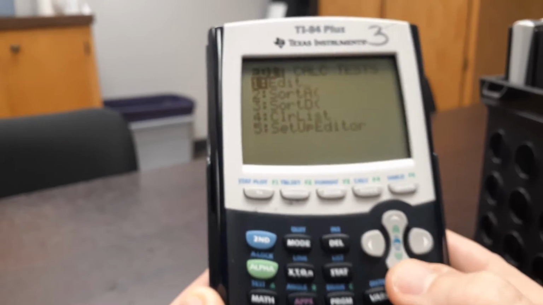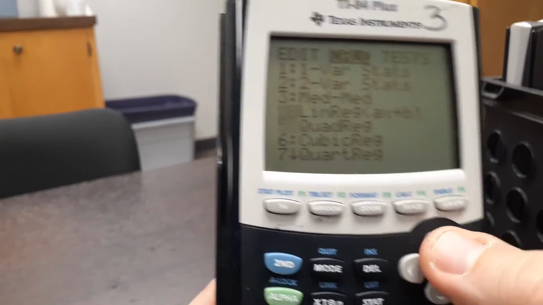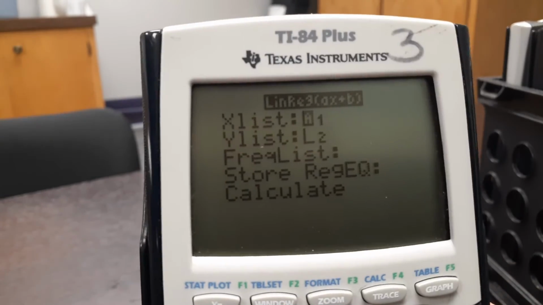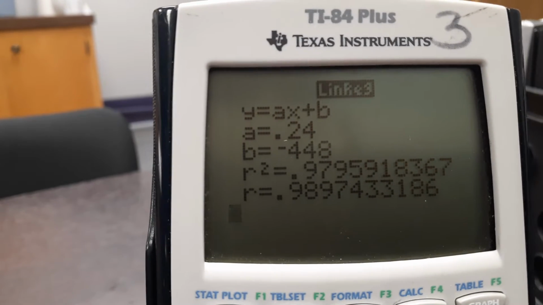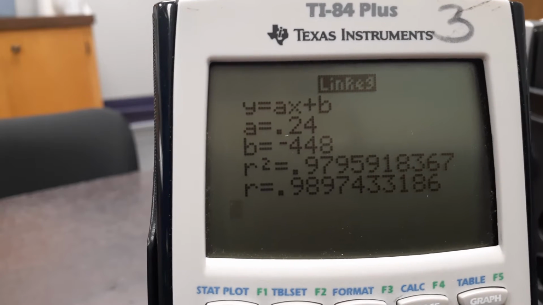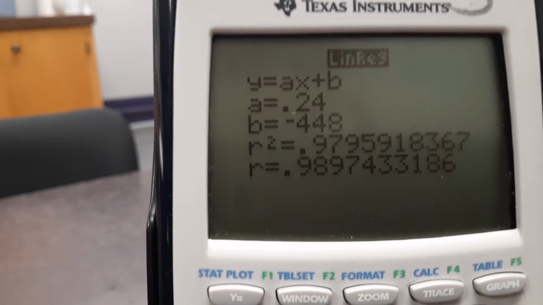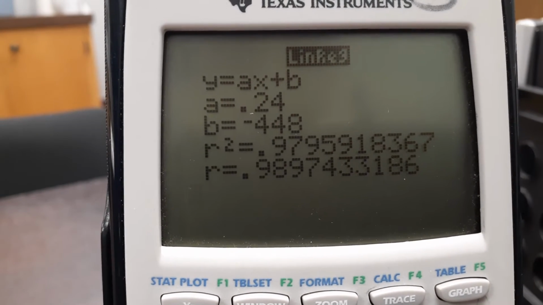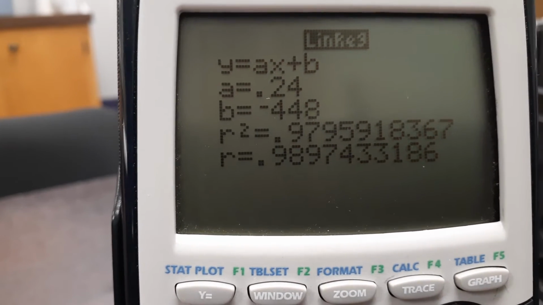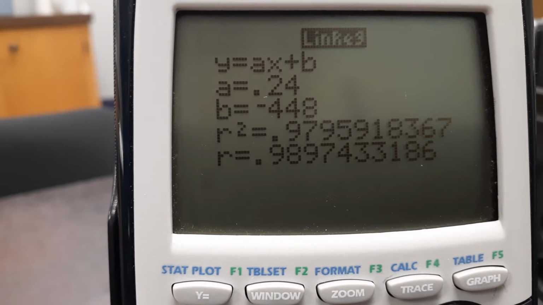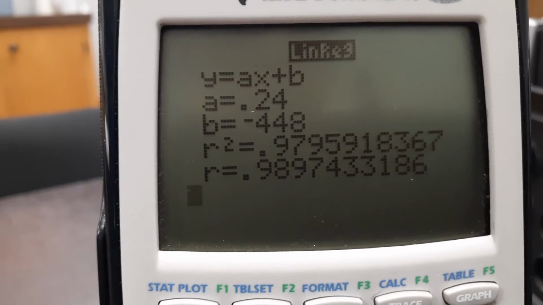Then I'm going to go back to stat. Now I'm going to go over again to calc, down to the linear regression. Oop, missed it. Enter. Again, you should see L1, L2. Keep hitting enter. And notice, very similar. This one looks like it would be y equals 0.24x minus 448. And you're going to take a picture of this, because we will also talk about the r squared number. The r squared number, that's how accurate the line of your equation fits the numbers in the table. So this is a 98%. That's pretty good.